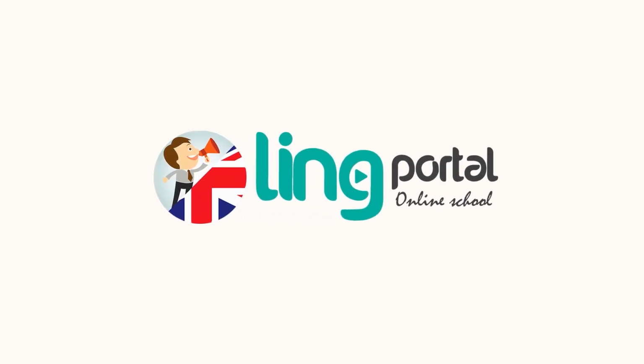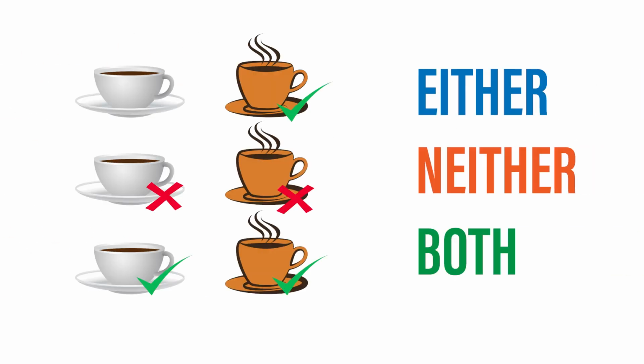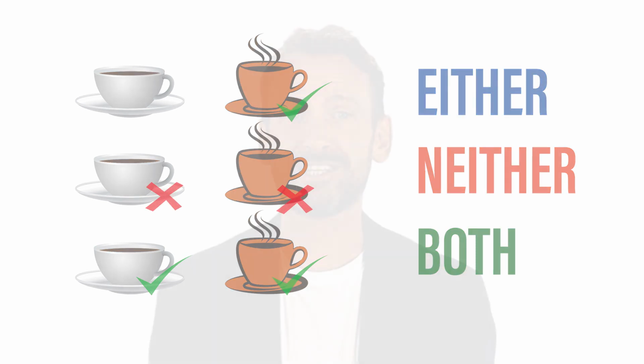Lingportal Online School presents Either, neither, both. How to use them correctly. Very often we talk about a choice between two objects or options. In this case, we use the words either, neither, or both. Though these words are often used in English, many students find them difficult to understand and do not know how to use them correctly in everyday speech.